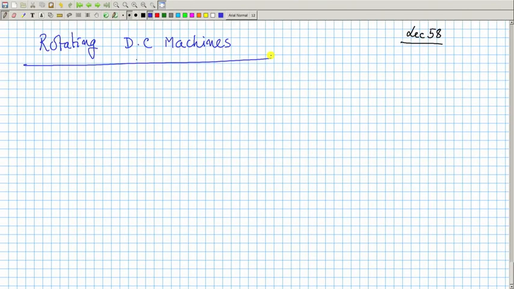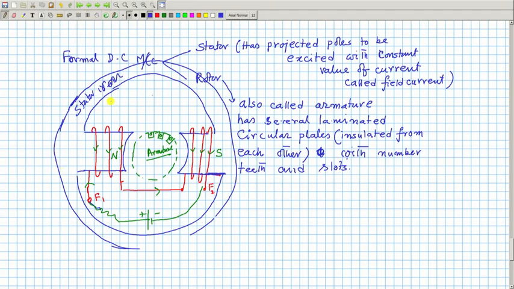Welcome to lecture number 58, and we have been discussing rotating DC machines, the forms of DC machines as we understand and use in practice. In my last lecture I told you the basic structure in a very rough sketch, but it brings out all the important structural features of a DC machine.